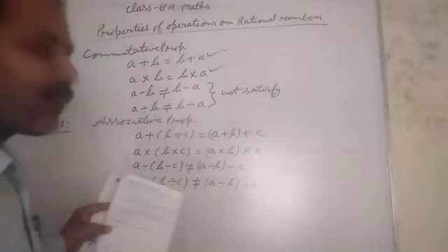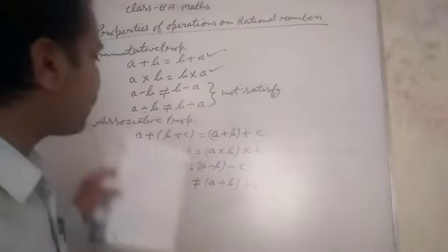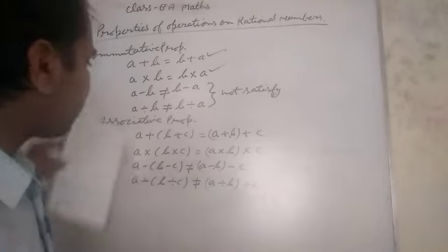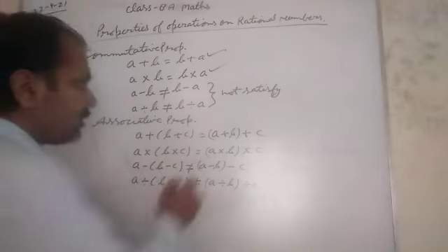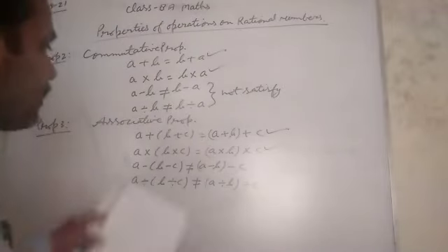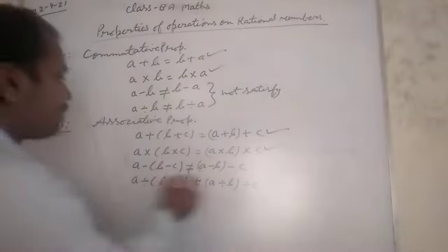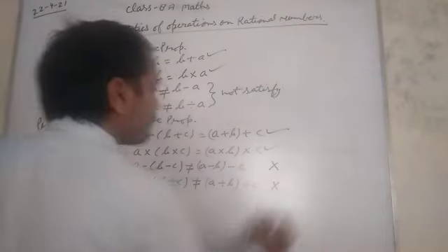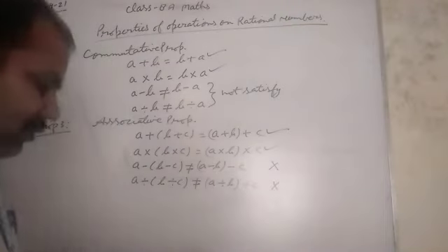You can also check by taking any example. Take any three rational numbers and check these four. Among these four, check which one is satisfied and which one is not satisfied. So these two will not satisfy. Clear?